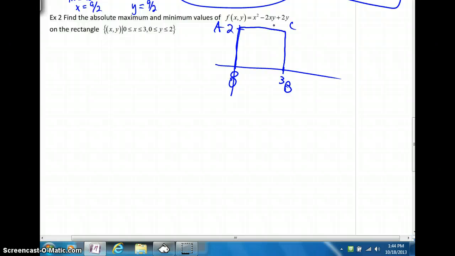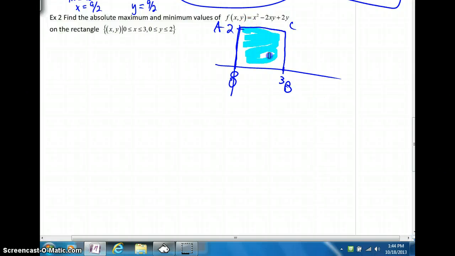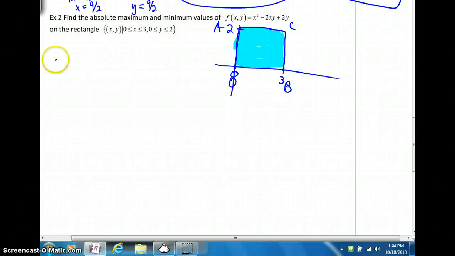And hopefully you can see that our region, even our critical numbers, must be within these parameters. What happens if a critical number shows up but it is not between x values 0 and 3 and y between 0 and 2? Well, we're not going to investigate that. So that's first and foremost.